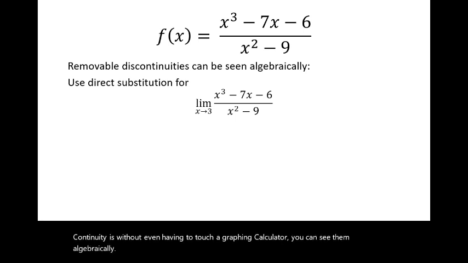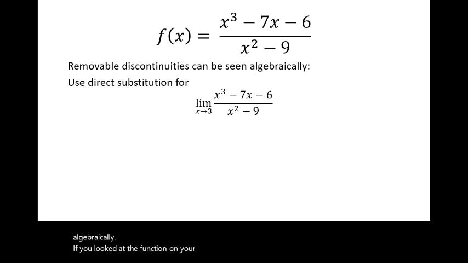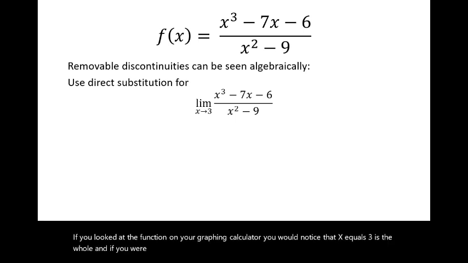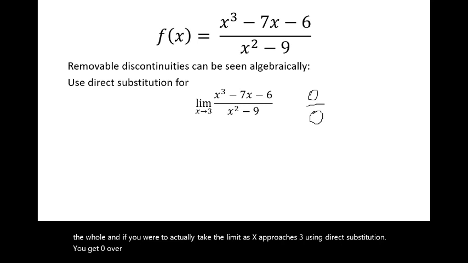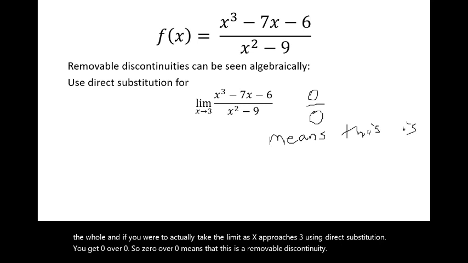If you looked at the function on your graphing calculator, you would notice that x equals 3 is the hole. And if you were to take the limit as x approaches 3 using direct substitution, you get 0 over 0. So 0 over 0 means that this is a removable discontinuity, also known as a hole.